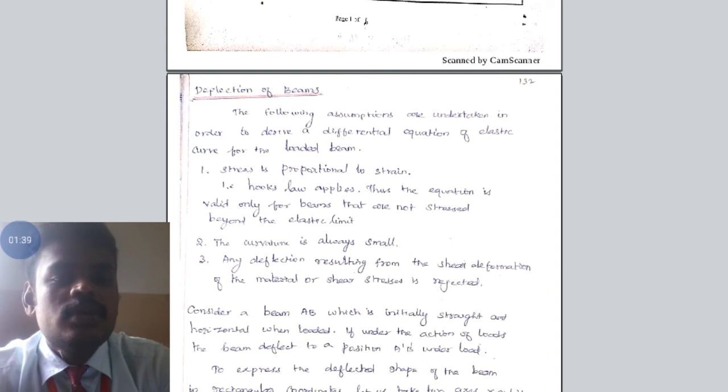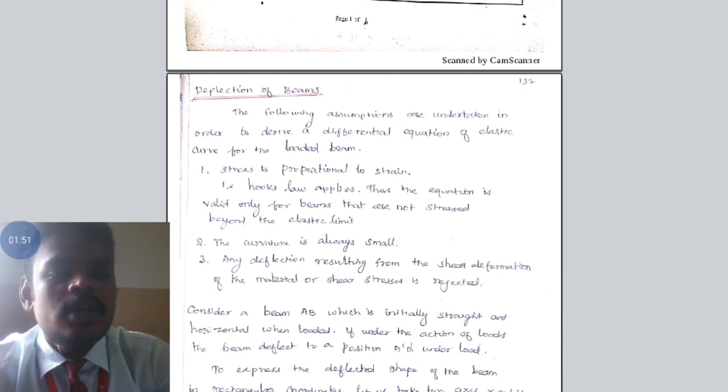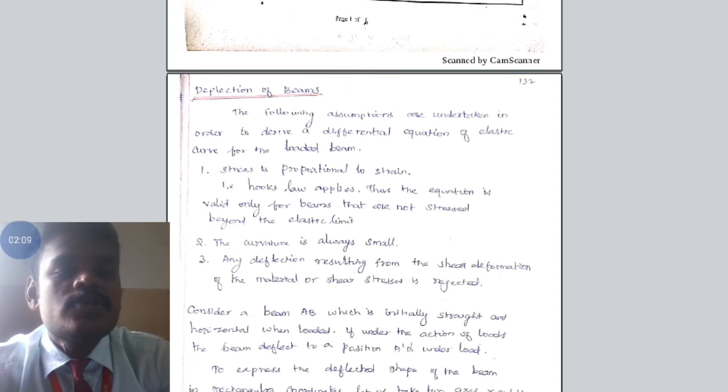And the second one, the curvature is always small. When the external load is acting on the beam, some amount of curvature is always produced. That amount of curvature is a very small quantity, hence we can neglect this curvature. And third one, any deflection resulting from the shear deformation of the material or shear stress is rejected. Purely we are calculating the slope and deflection with respect to tensile and compressive stresses only. Due to shear deformation, we cannot calculate the deflection.